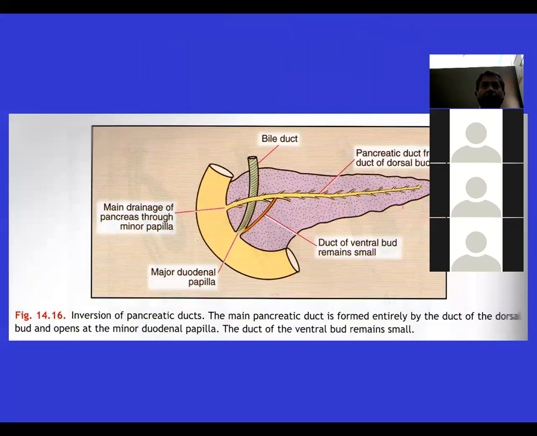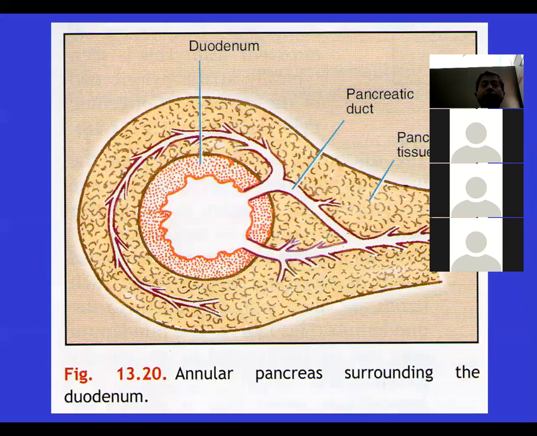Now this is the annular pancreas. In this condition there is pancreatic tissue around the duodenum, obstructing the duodenum. That condition is known as the annular pancreas.